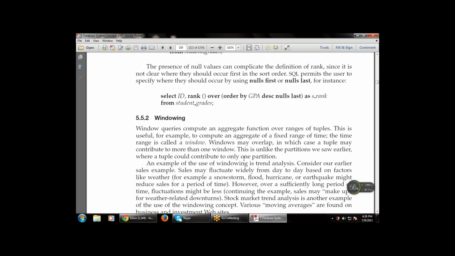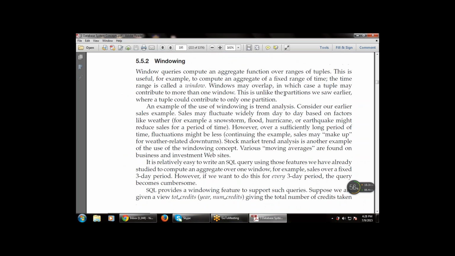Then we studied windowing. What is a window? Whenever we compute an aggregate over a fixed range of time, that time range is known as a window. A window is a time range, and whatever data falls in that time period is known as a window. Windows may overlap with each other, in which case a tuple may contribute to more than one window. An example use of windowing is trend analysis.